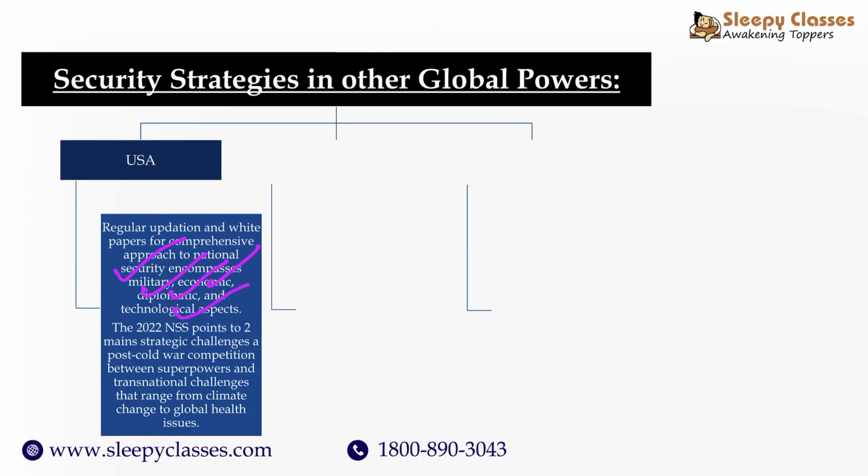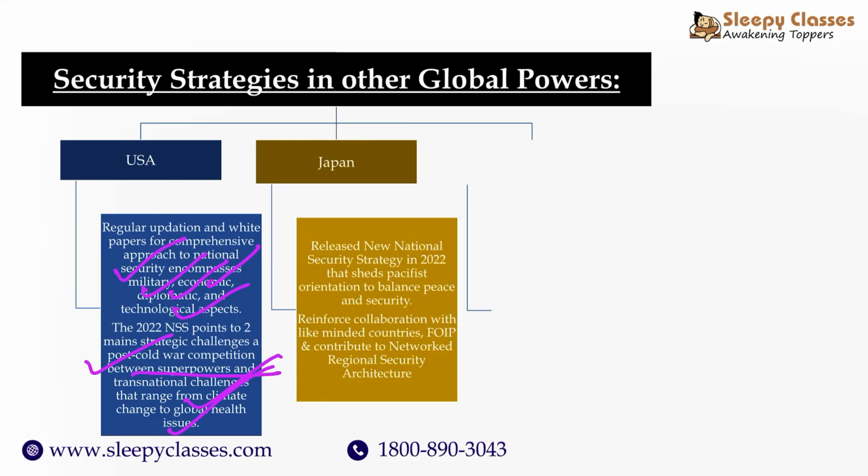Now, Joe Biden released the 2022 national security strategy, and again here the main challenges are pointed out, because first you have to point out the hurdle to be able to address it. Two main strategic challenges have been pointed out. First, there is the post-Cold War competition between superpowers, right? Particularly here is the question of Russia and China, and then transnational challenges that have been going on. So this can be climate change, this can be the global pandemic, and other such issues like terrorism which have been going on. Next up, very importantly, is Japan.